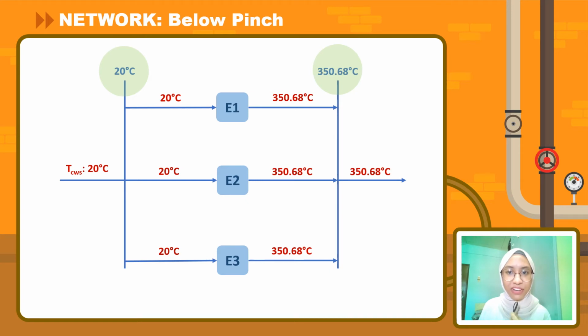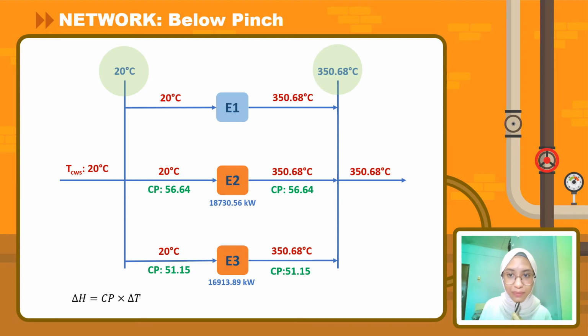target. First, we will calculate the CP for cooler 2 and cooler 3 with this formula. As for cooler 2 and cooler 3, we know the enthalpy was 18,000 kilowatt and 16,000 kilowatt respectively, which will give CP of 56.64 for cooler 2 and 51.15 for cooler 3.